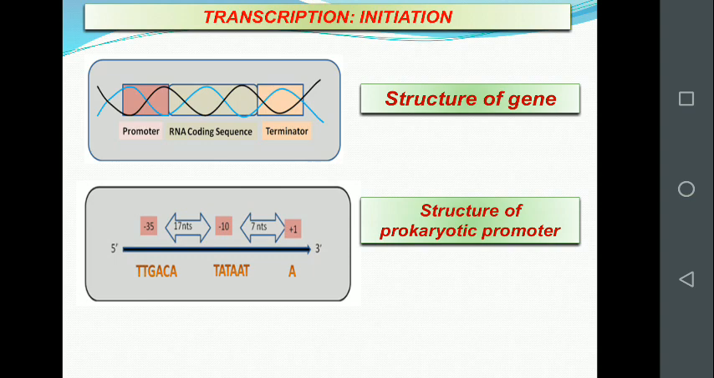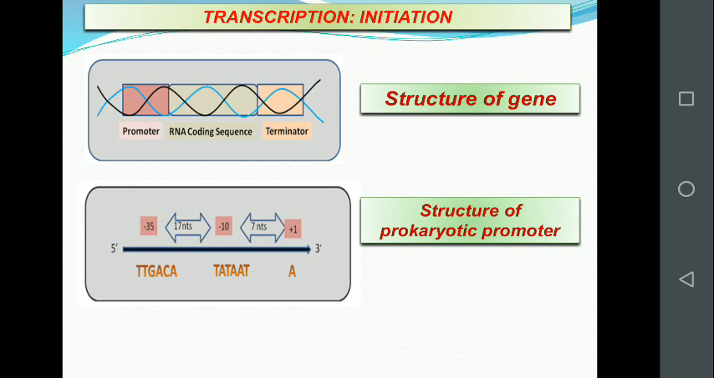Another conserved sequence in the promoter region is the -35 region. At the -35 region, that is the TTGACA sequence, and these two sequences are the conserved sequences which are recognized by the sigma factor of RNA polymerase. So the sigma factor binds the promoter site at the -10 and -35 regions.